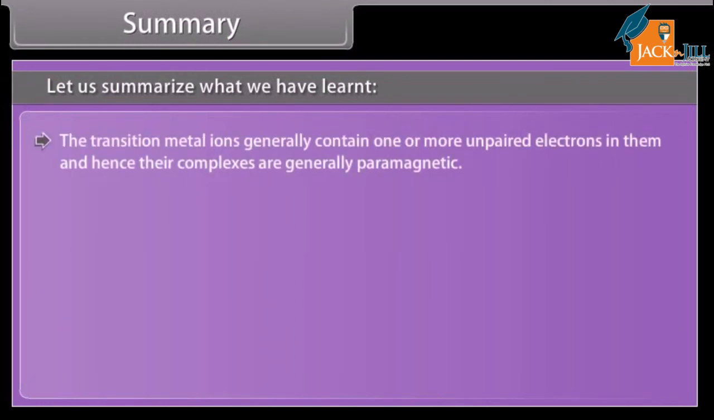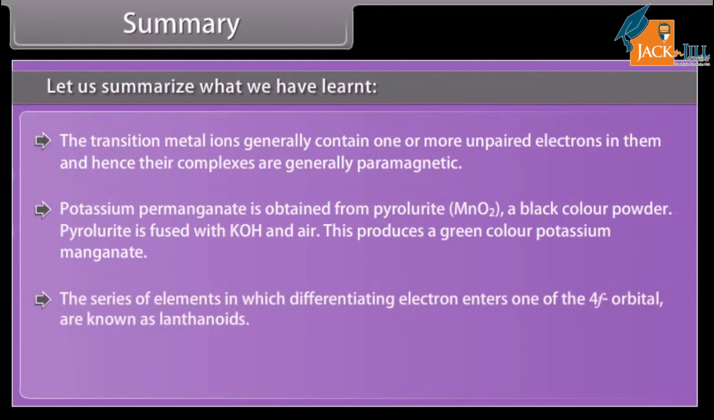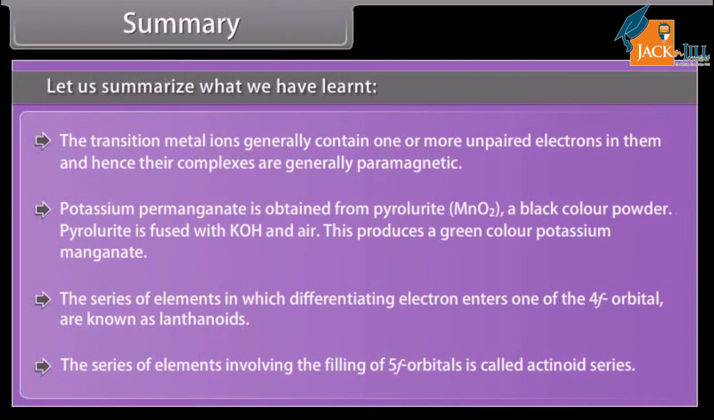The transition metal ions generally contain one or more unpaired electrons in them, and hence their complexes are generally paramagnetic. Potassium permanganate is obtained from pyrolusite, a black color powder. Pyrolusite is fused with KOH and air. This produces green color potassium manganate. The series of elements in which the differentiating electron enters one of the 4f orbitals are known as lanthanoids. The series of elements involving the filling of 5f orbitals is called the actinoid series.